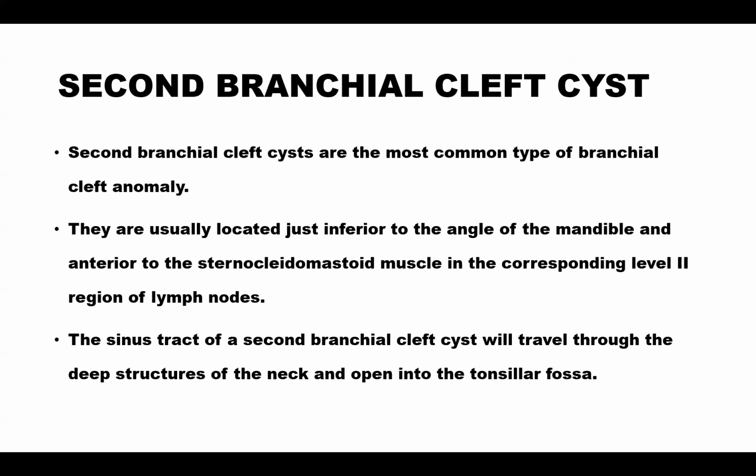Now, the second branchial clefts are the most common type of branchial cleft anomaly. They are usually located just inferior to the angle of the mandible and anterior to the sternocleidomastoid muscle in the corresponding level 2 region of lymph nodes. Now, the sinus tract of a second branchial cleft cyst will travel through the deep structures of the neck and opens into the ipsilateral tonsillar fossa.